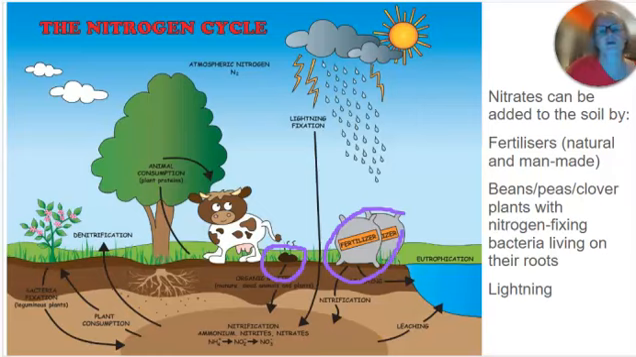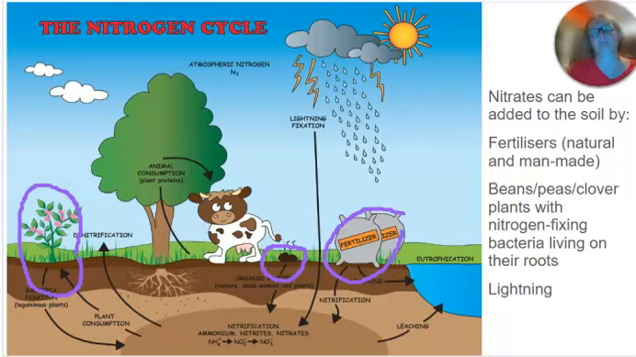You can also add nitrates to the soil using special plants, and there's a group of plants called legumes, which includes beans and peas and clover, and they can add nitrogen to the soil in the form of nitrates because they have bacteria living in their roots that trap nitrogen from the air and put it into the soil as nitrates.